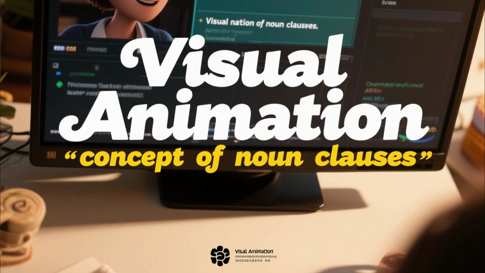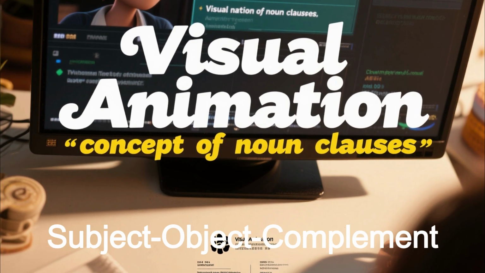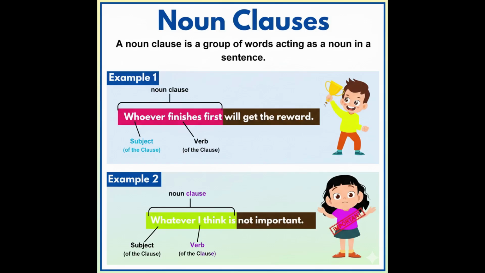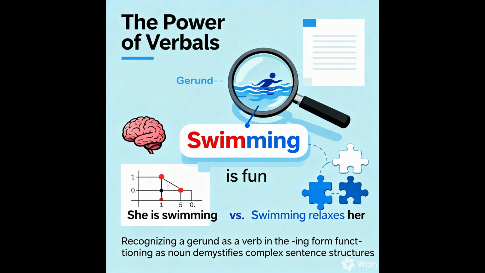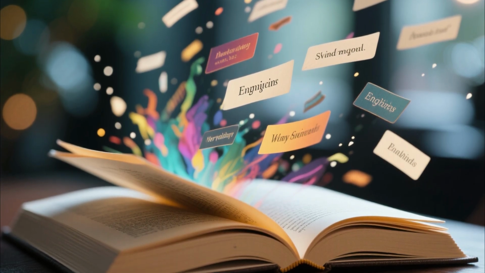A noun clause, for example, is a dependent clause that occupies a noun slot: subject, object, complement. This functional definition is far more useful to a learner than simply memorizing rules. Finally, the power of verbals. Recognizing a gerund as a verb in the -ing form functioning as a noun demystifies complex sentence structures. It also opens up avenues for more sophisticated, native-like expression.